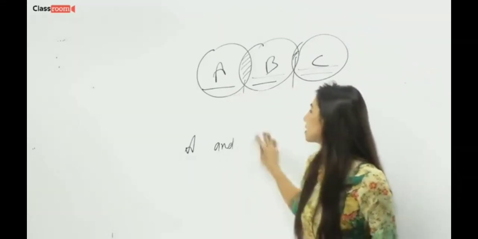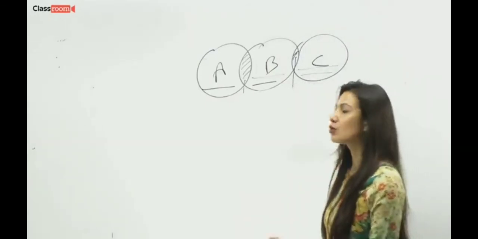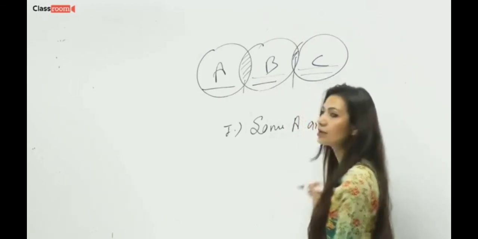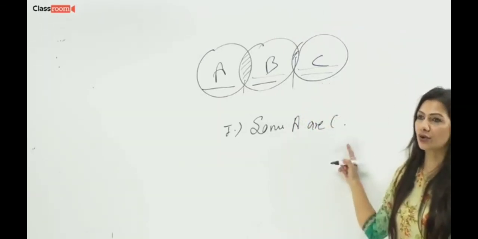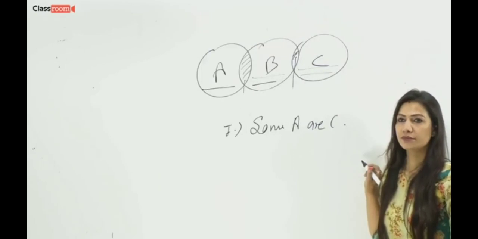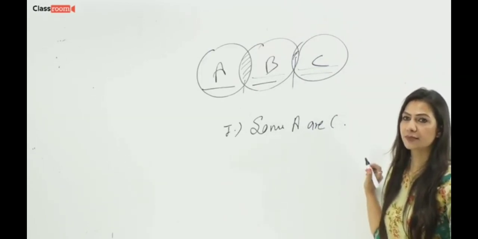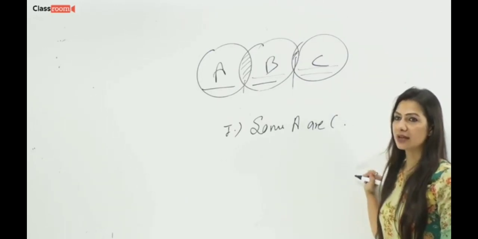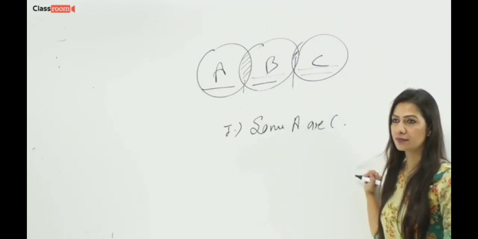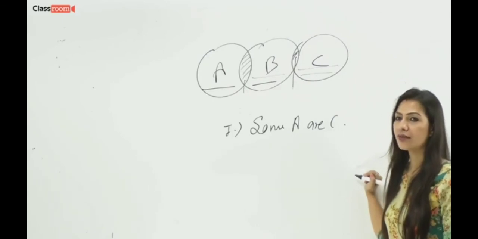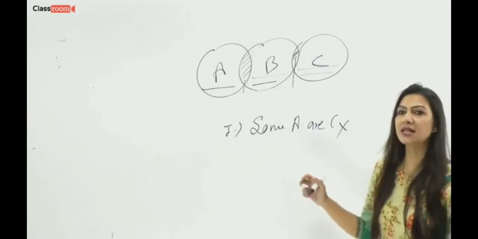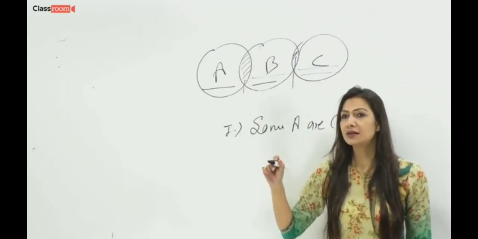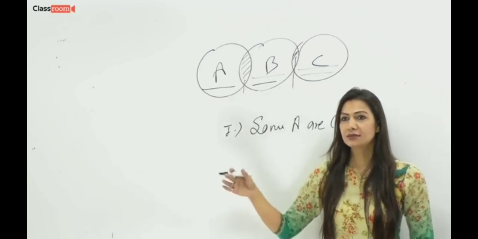To check whether it is clear or not, suppose I give you one conclusion, like some A are C. What do you think, is it right or wrong? Tell me, is this right or wrong? It is wrong. Why? Because we do not have anything in common. Nandan, it is wrong, no? Why are you writing yes? Don't say yes after so much explanation.